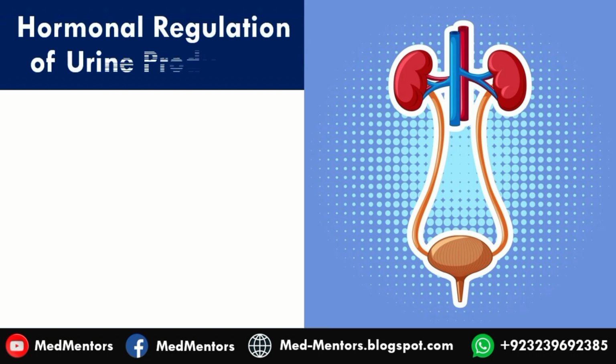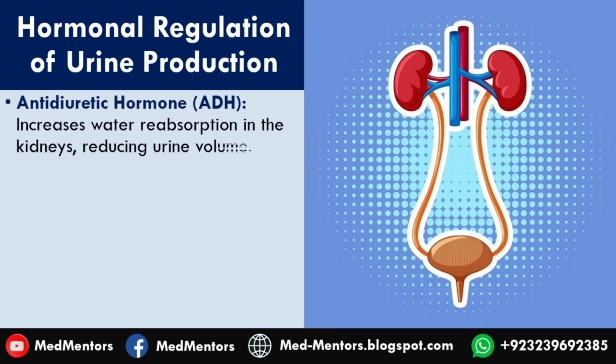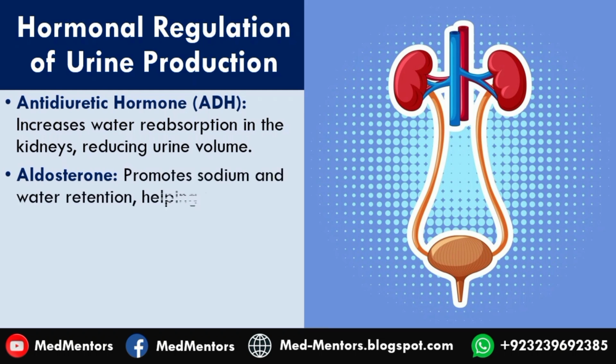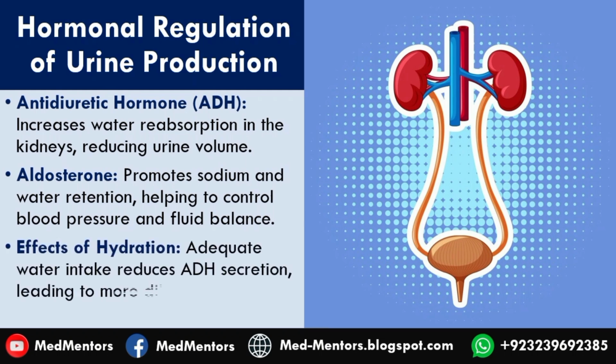Hormonal regulation of urine production. Let's discuss how hormones regulate urine production. Number one, antidiuretic hormone or ADH. This hormone increases water reabsorption in the kidneys, thereby reducing the volume of urine produced. Next, aldosterone. It promotes the retention of sodium and water, helping to control blood pressure and maintain fluid balance. Effects of hydration. When you are adequately hydrated, ADH secretion decreases, leading to the production of more diluted urine.